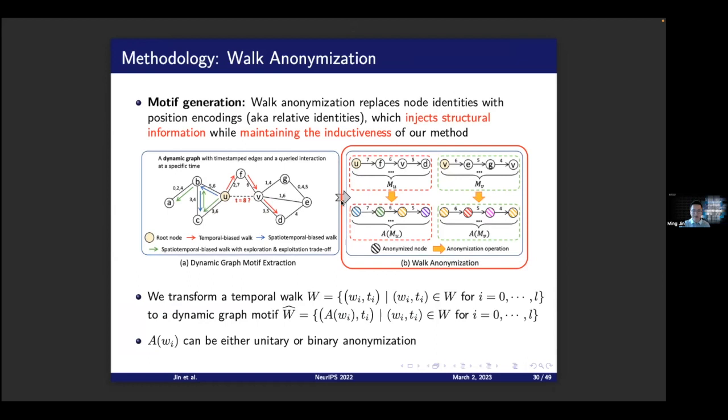After the anonymization, we turn a temporal walk into a dynamic graph motif, as mentioned here, and the anonymization operation used here can be either unitary or binary anonymization. That really depends on the downstream tasks. For example, if I prefer to conduct a node level task, I use the unitary version. Instead, I use the binary version.